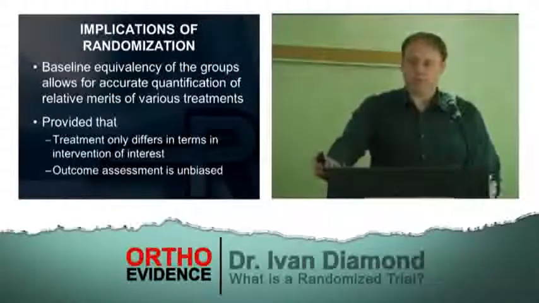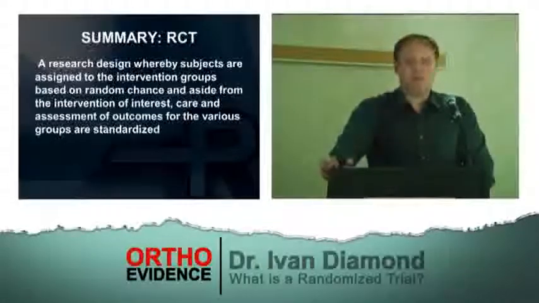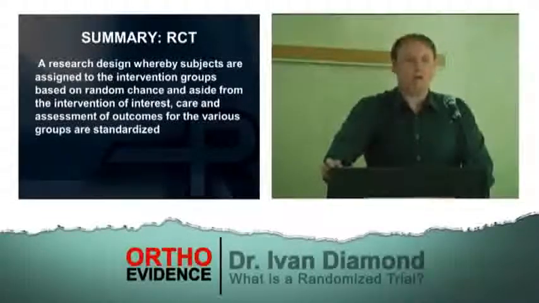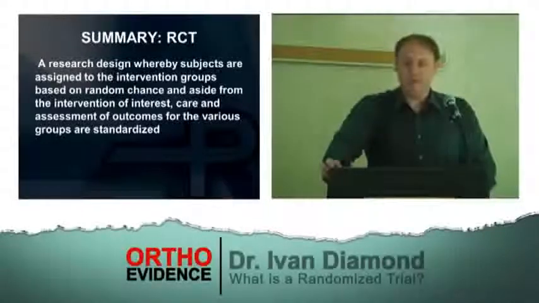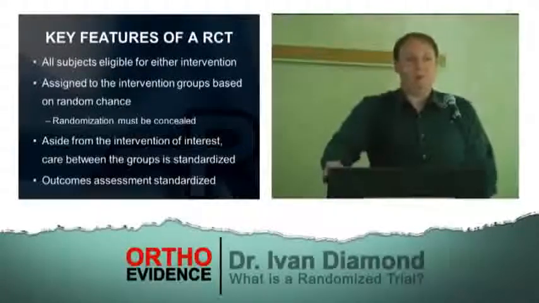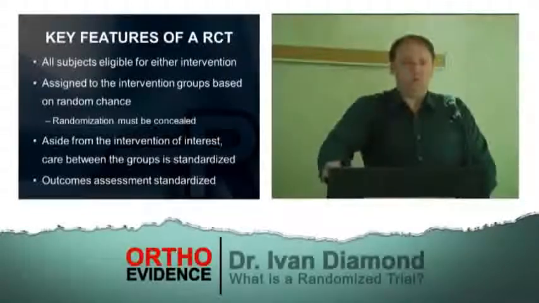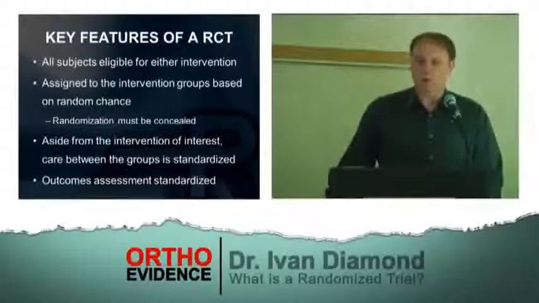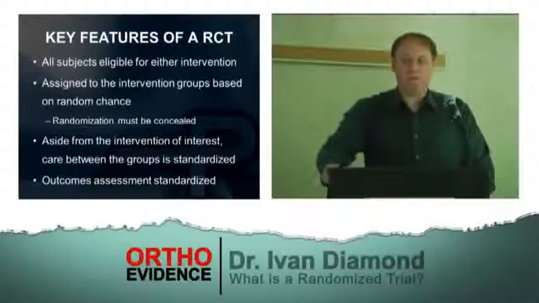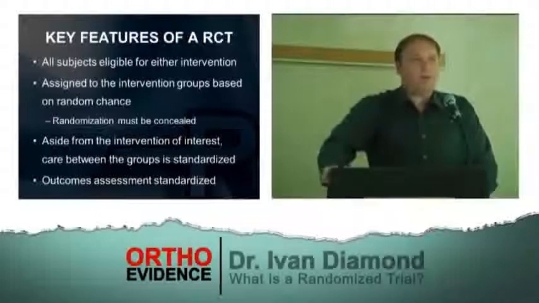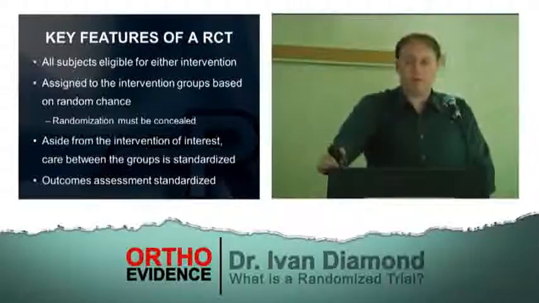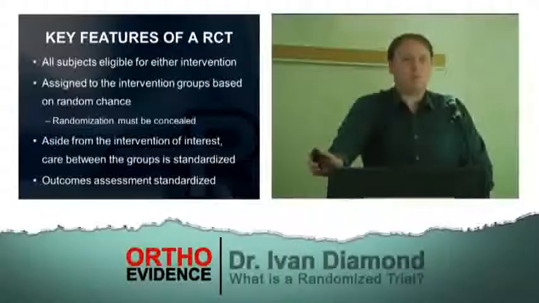So to summarize, a randomized trial is a research design whereby subjects are assigned to the intervention groups based on random chance, and aside from the intervention of interest, care and assessment of outcomes for the various groups are standardized. The key features in my mind are that all the subjects need to be eligible for either intervention. The assignment needs to be based on chance alone, with concealed allocation being absolutely critical, and aside from the intervention of interest, care between the groups being standardized and outcome assessment standardized.